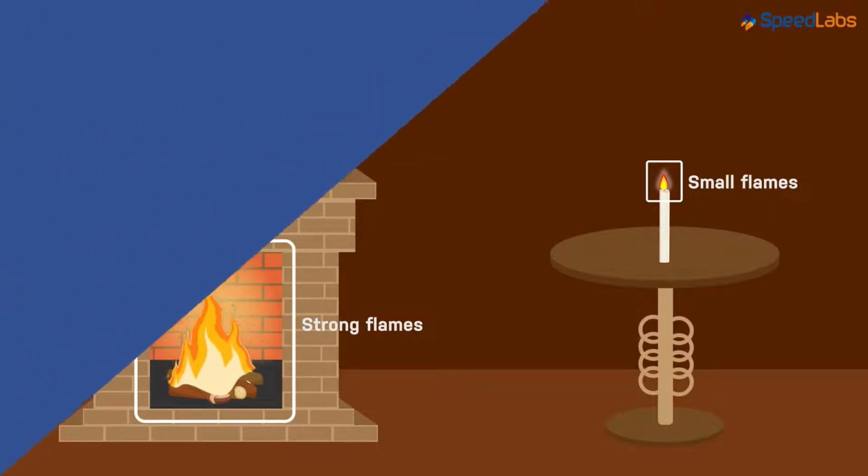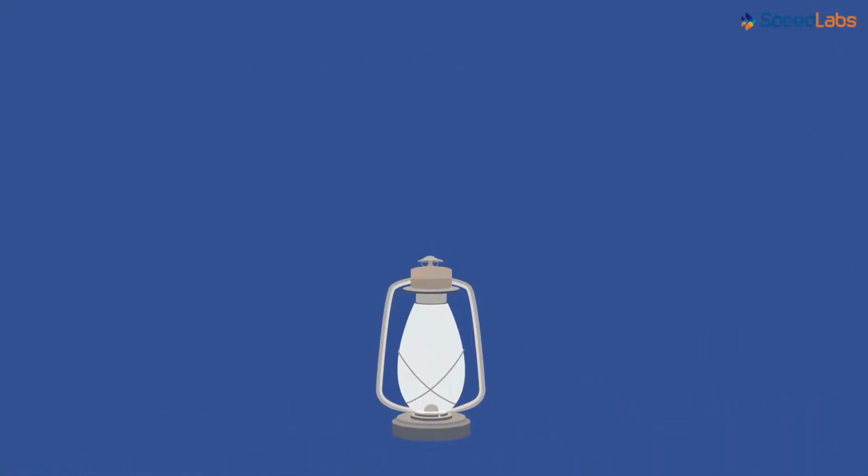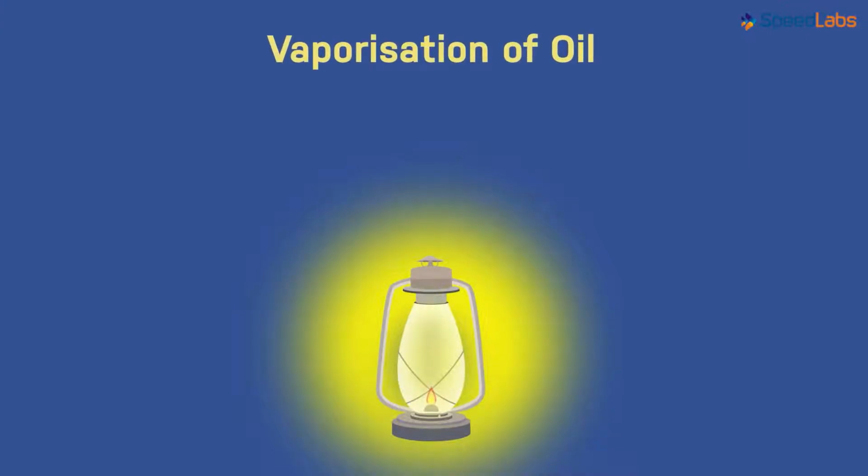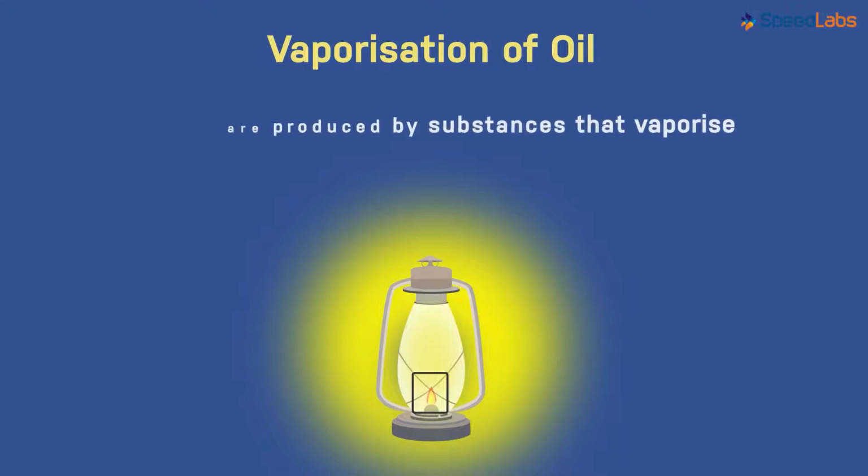Let's find out. Let us take a simple example of an oil lamp. What do you think burns in an oil lamp? Of course, it's the oil. And what happens exactly when it burns? The oil gets converted into the gaseous state. Yes, the vaporization of oil keeps the lamp burning. Is this the reason why the flame is produced? Yes, that's right. Scientifically, a flame is produced only by substances that vaporize.